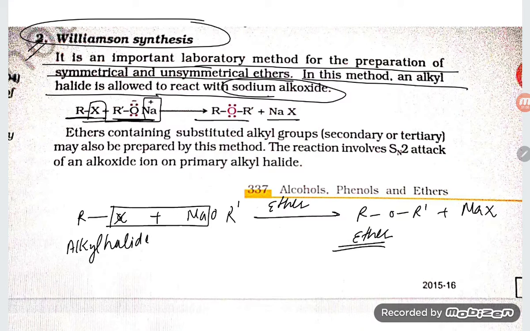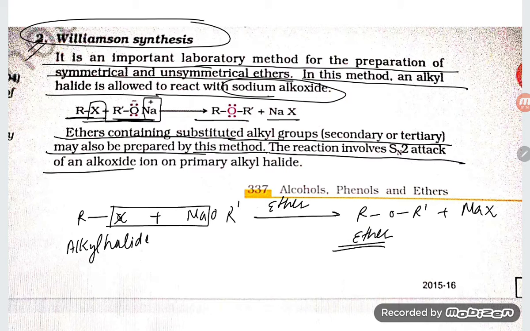Now dear students, ethers containing substituted alkyl groups, secondary or tertiary, may also be prepared by this method. The reaction involves SN2 attack of the alkoxide ion on a primary alkyl halide.